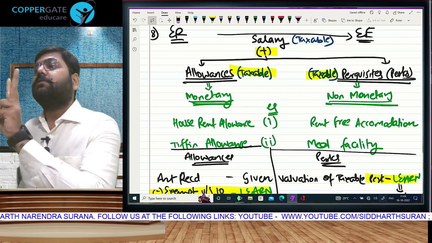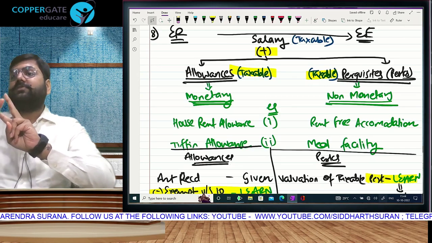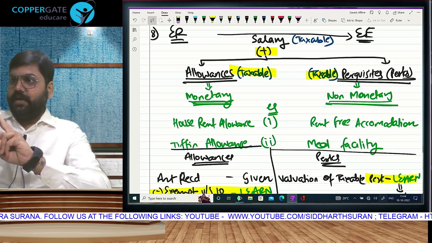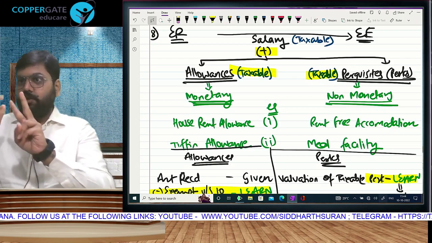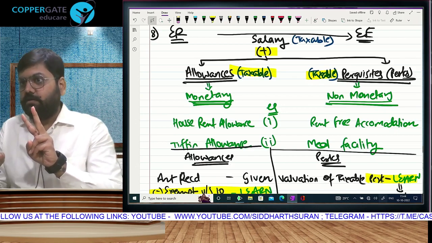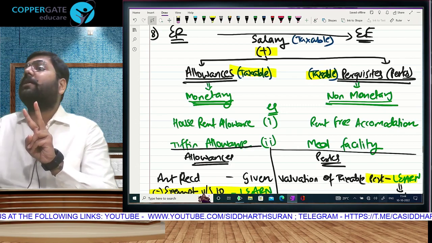Two things: allowances and perquisites. Let's see if you are clear about the following things. Both of them are over and above salary. First similarity: both of them are taxable.